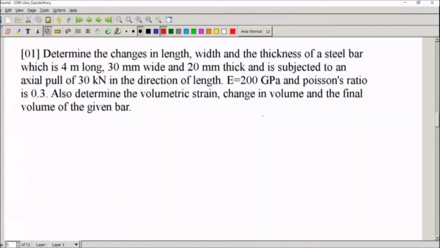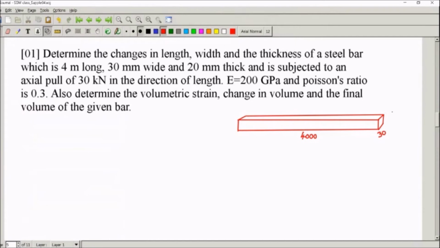This is a block, a steel bar. Length is more compared to width and thickness, so it is actually a bar. So I will write that. It has a length of 4 meter. 4 meter is 4000 mm. 30 mm is the width, 30 mm is this direction, and thickness is 20. Let us say this is 20 mm.